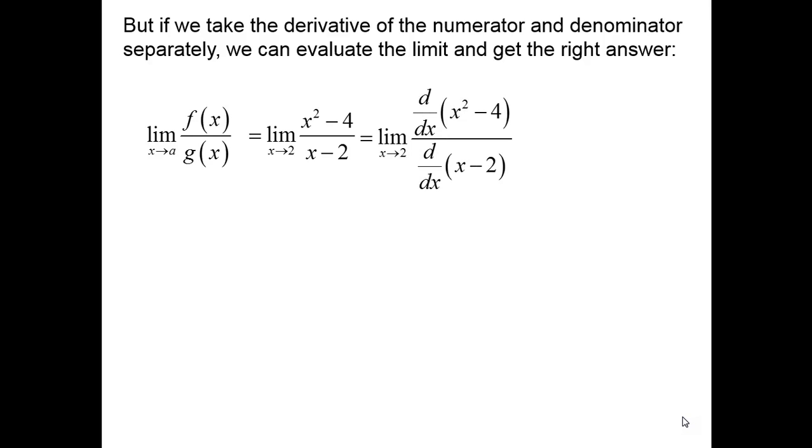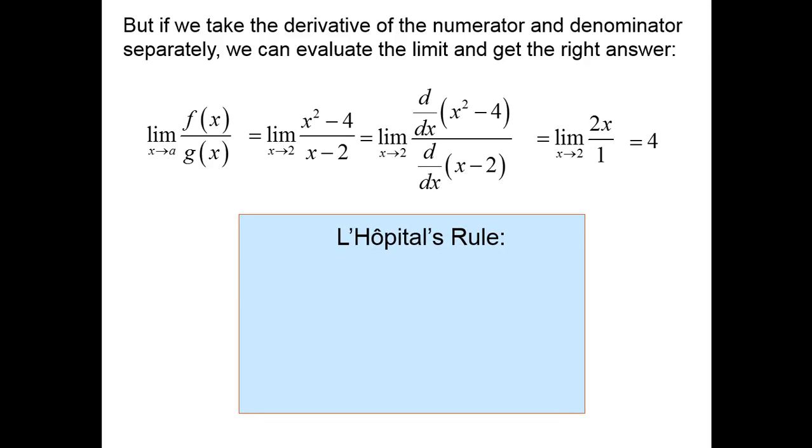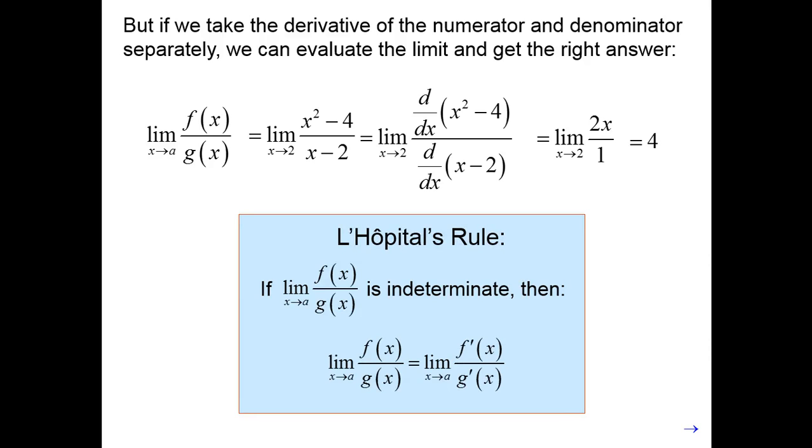So what L'Hopital figured out was that there's another way we can evaluate this that might be slightly easier. If we take this expression and take the derivative of the numerator and the derivative of the denominator, and then evaluate that limit as x approaches 2, you'll notice we get the limit of 2x on top over 1. Now we can use direct substitution and we simply get 4. This is L'Hopital's rule. As long as that limit starts out as indeterminate, then we can evaluate it by taking the limit of the expression of the derivative of the numerator over the derivative of the denominator.